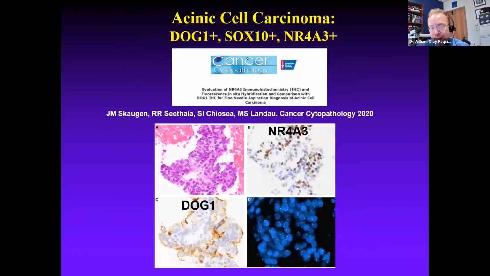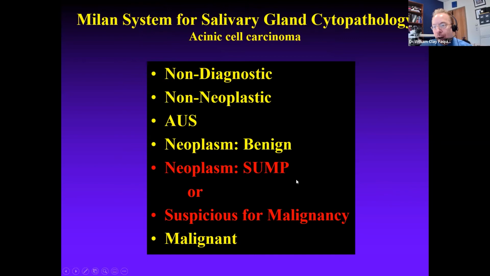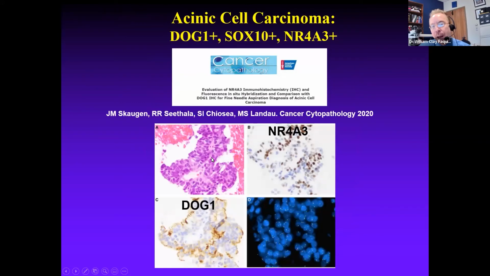Now, this is an example that I like to show because, again, you might put this into the neoplasm sump category. However, if you had material for ancillary studies, you could do DOG1 staining, you could do molecular testing for the rearrangement, you could do the new NR4A3 immunostain. Any of these ancillary studies could be done to confirm that this is acinic cell carcinoma. And then, instead of calling it neoplasm sump, you can put it into the malignant category and say it's acinic cell carcinoma. And that's what we're striving to do.